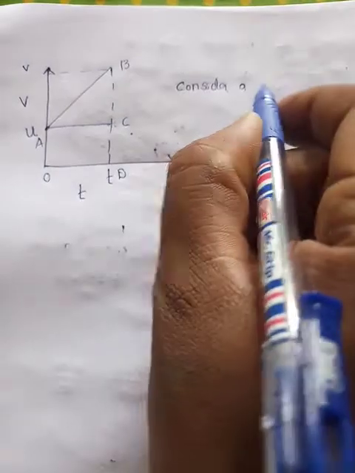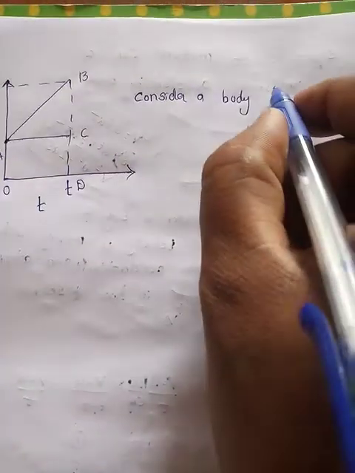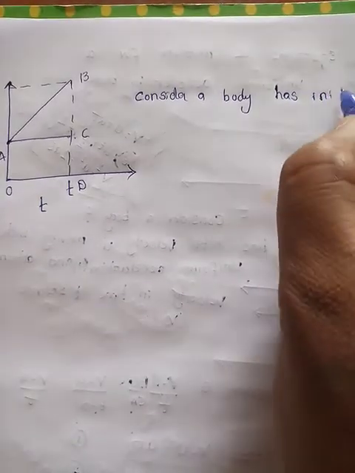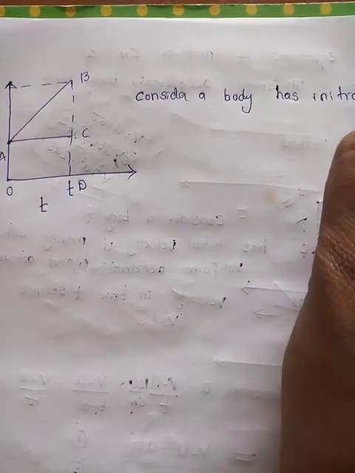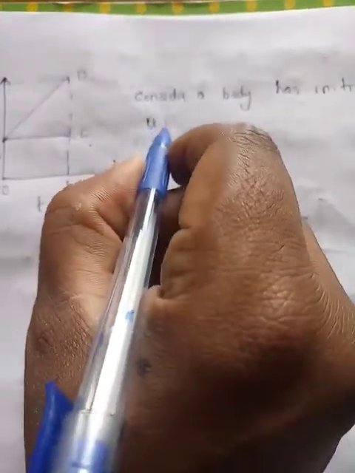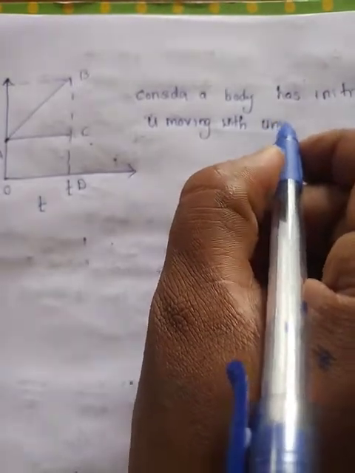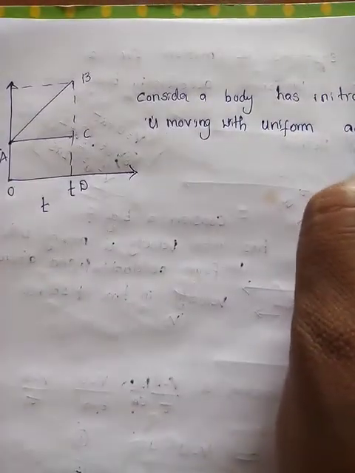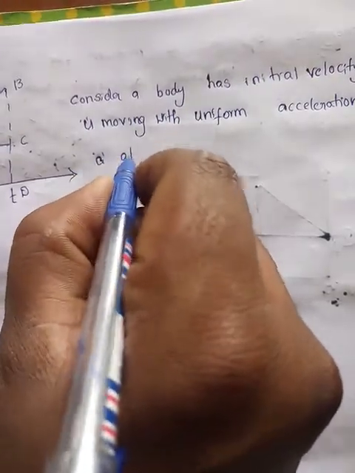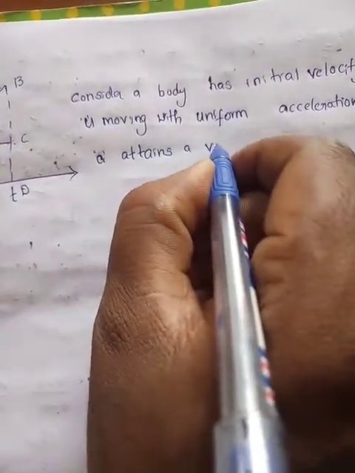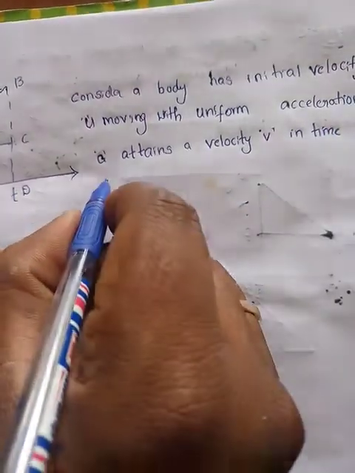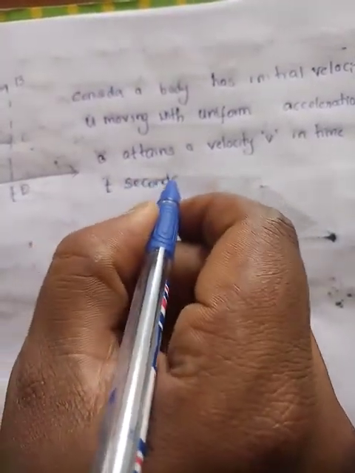Consider a body has initial velocity u, moving with uniform acceleration A, attains a velocity v in time t seconds. Same thing we are going to write.